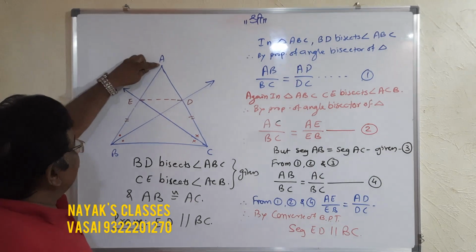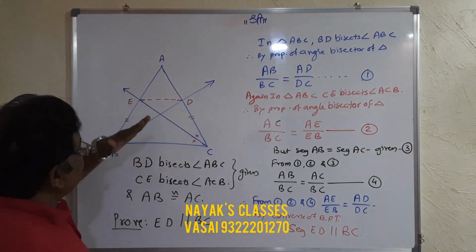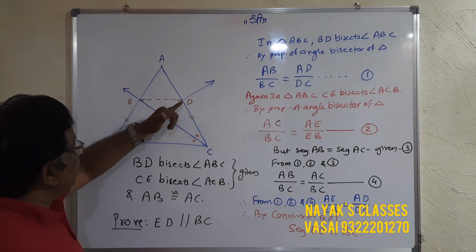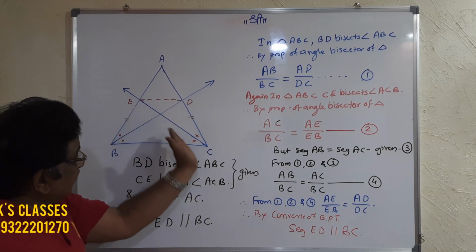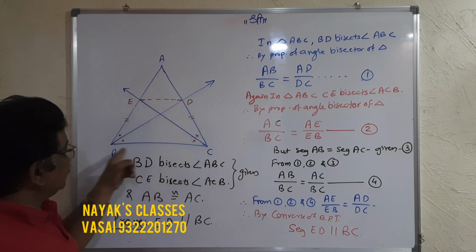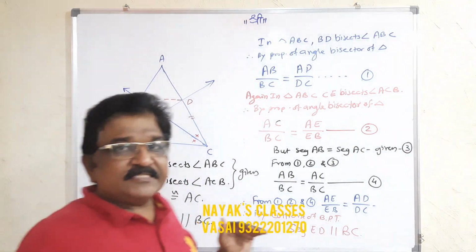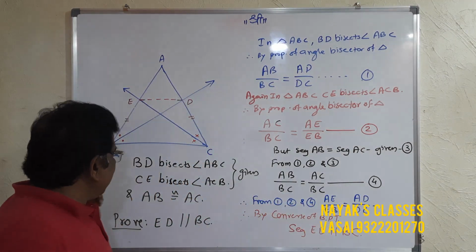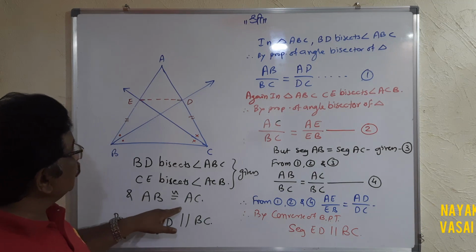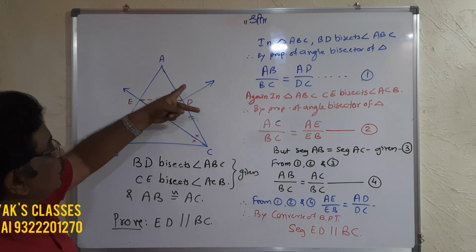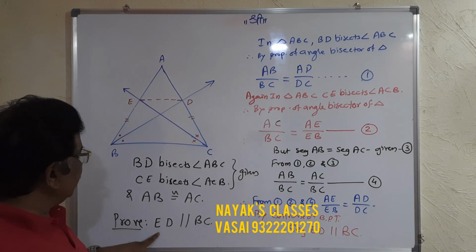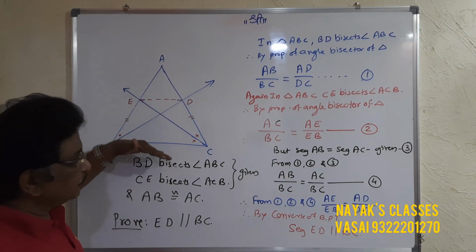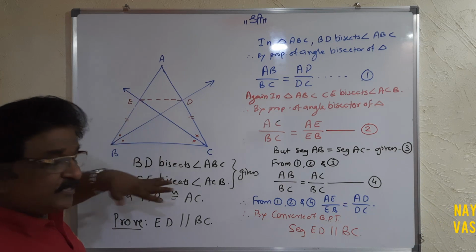They have given triangle ABC and two bisectors. BD is the bisector of angle ABC and CE is the bisector of angle ACB. Two bisectors. And what they have said? AB congruent to AC. And we have to prove ED parallel to BC.